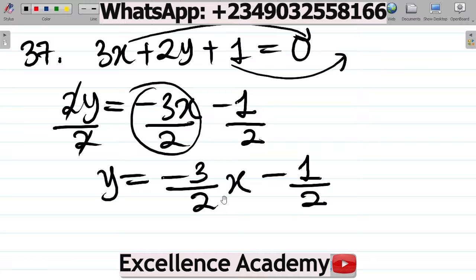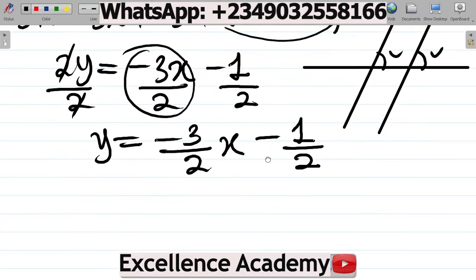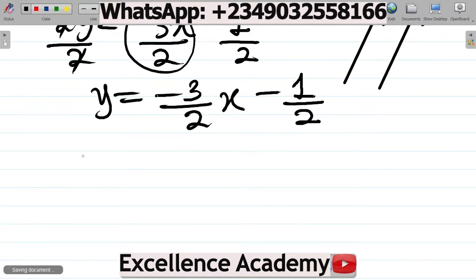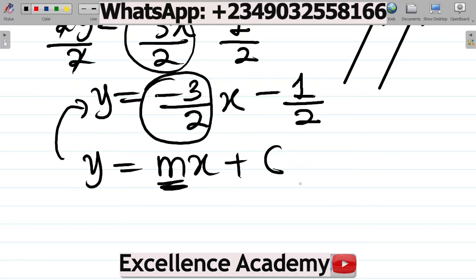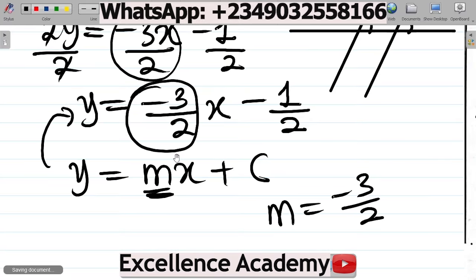Now, if they said the line is perpendicular, recall that for a straight line equation, y is equal to mx plus c, where m is the slope. If you compare this with what we have here, the value of m becomes minus 3 over 2. So m is equal to minus 3 over 2. So from here, we can see that the slope is equal to minus 3 over 2 as you have here.